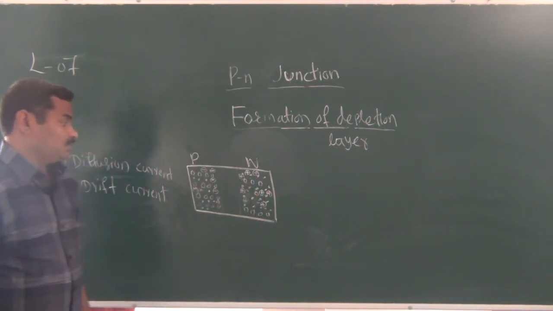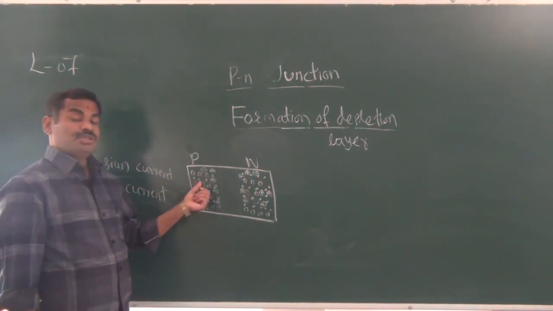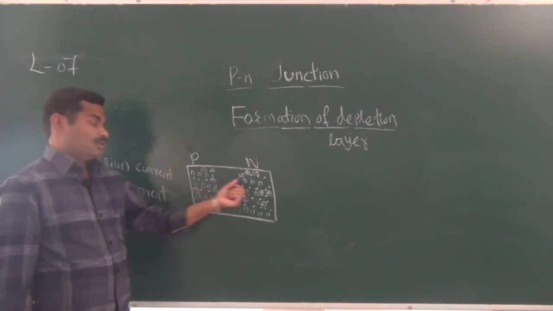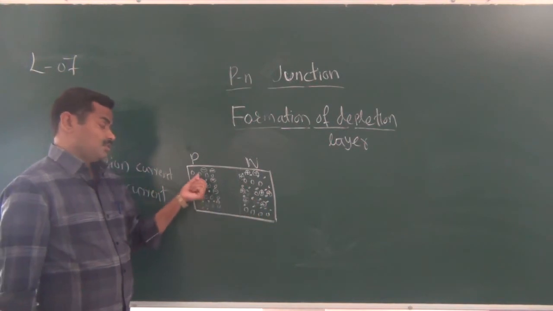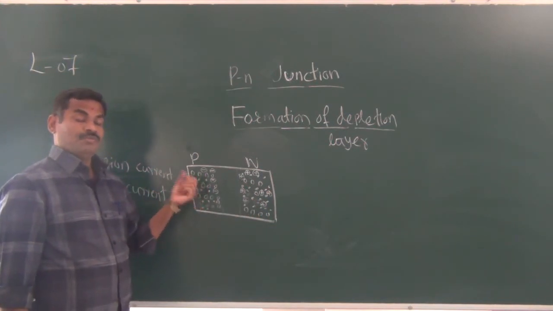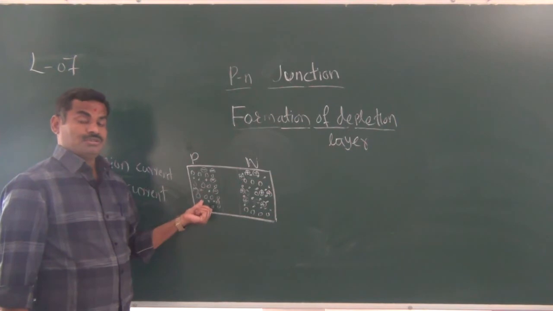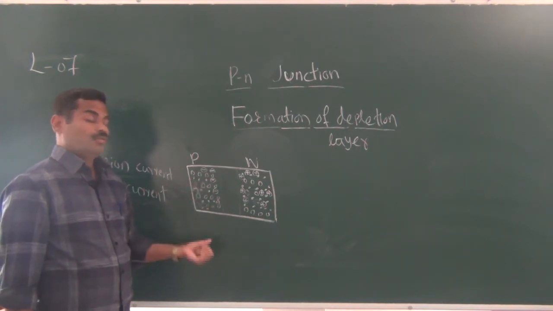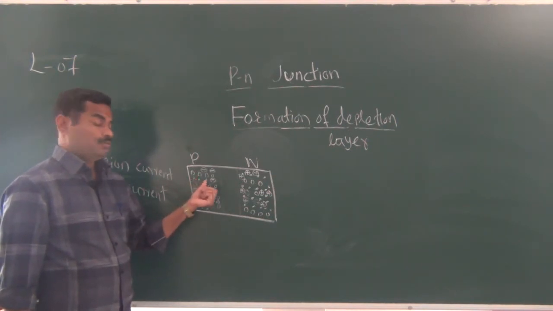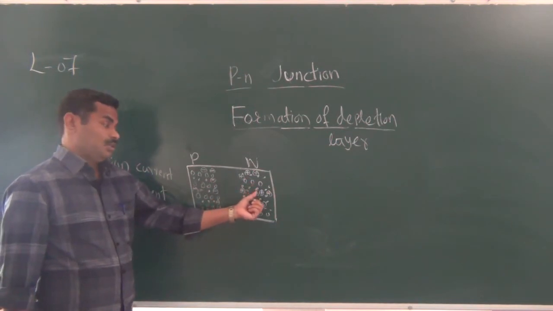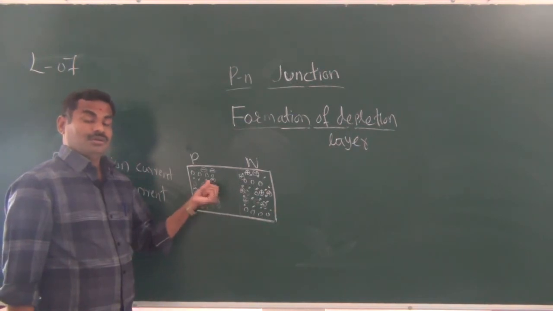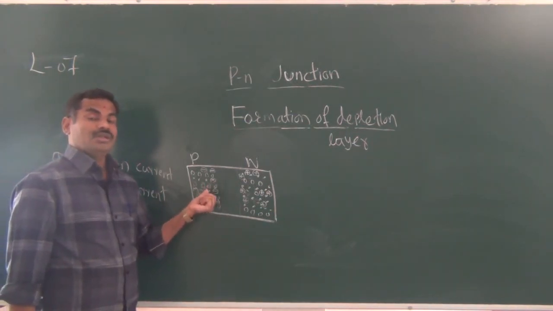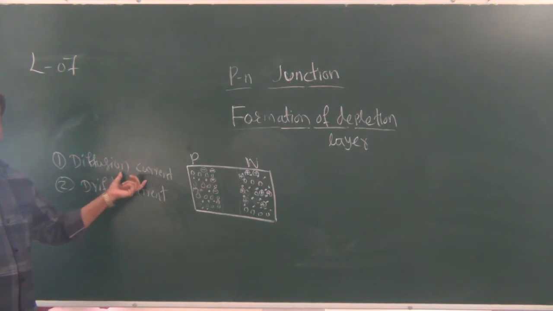Look here, actually what happens: the concentration of holes is very high here and very low here, and the concentration of electrons is very high here and very low here. Because of this concentration difference, this gradient, what happens? The holes diffuse from the p to the n side, and the electrons diffuse from the n to the p side. This diffusion of electrons and holes gives some current. That current is nothing but the diffusion current.